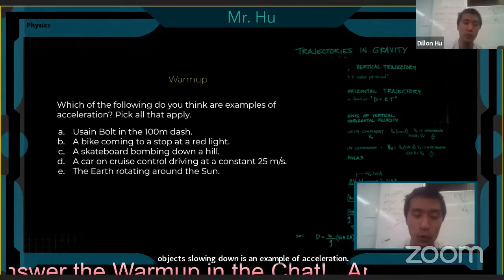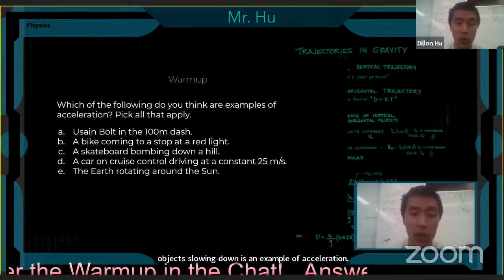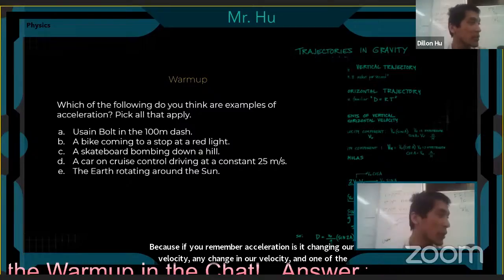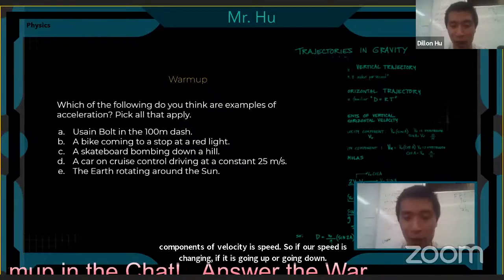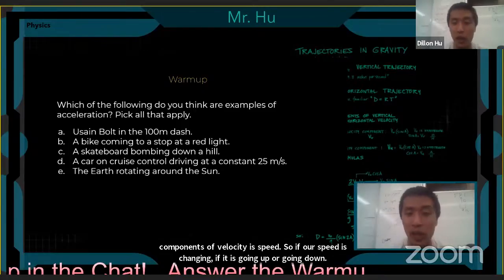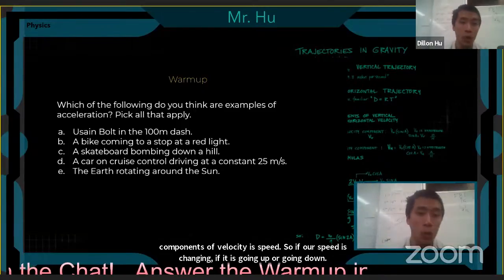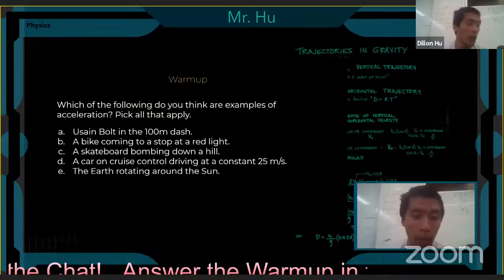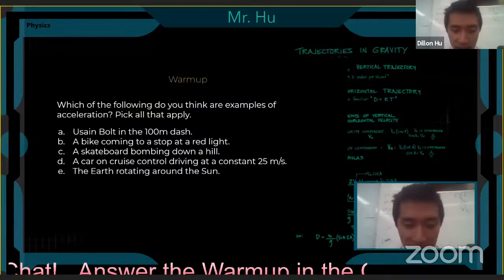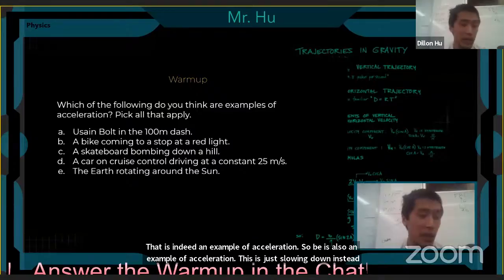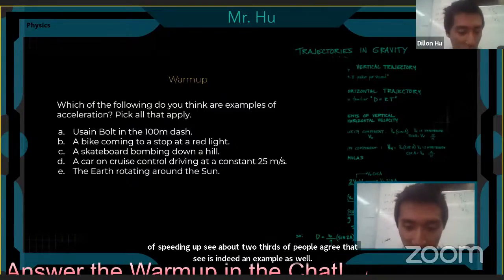C, about 2/3 of people agree that C is indeed an example as well. I also agree. A skateboard bombing down a hill is an example of acceleration because the skateboard is getting faster and faster and faster as it goes down a hill. What about D, a car on cruise control? This one is not an example of acceleration because a car on cruise control is not accelerating.